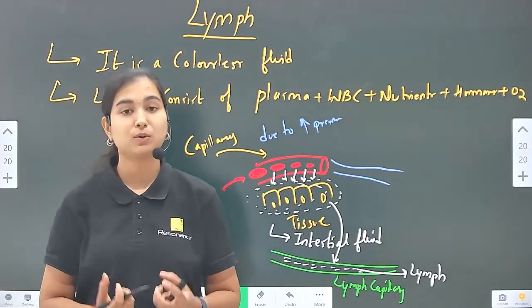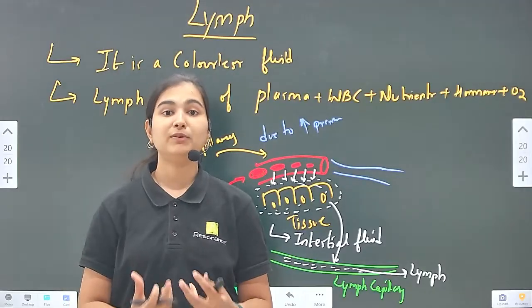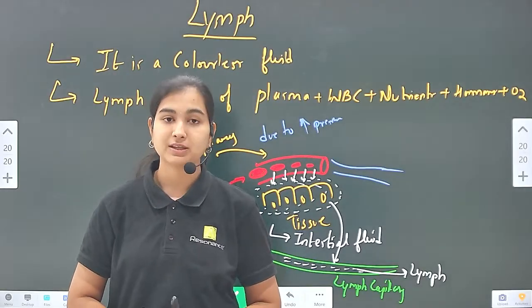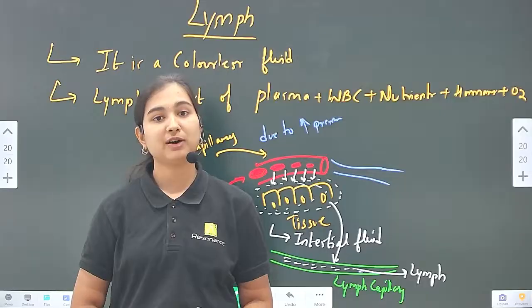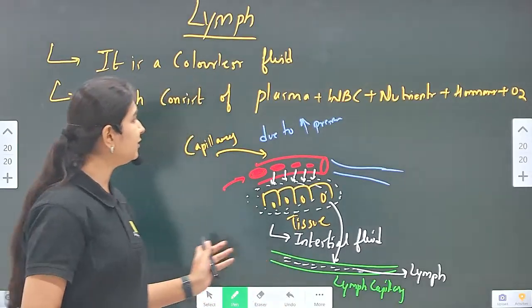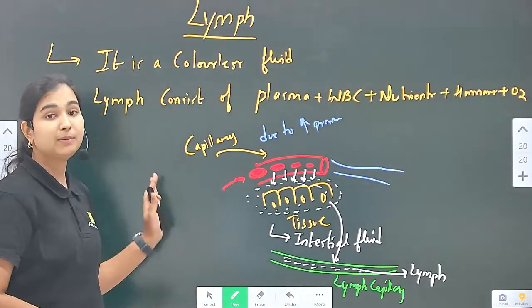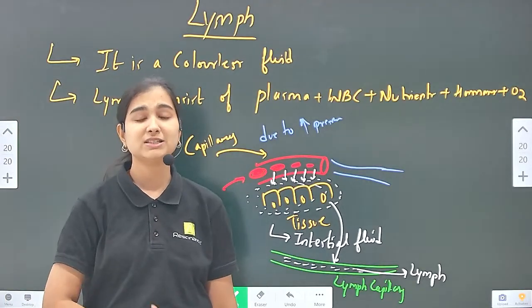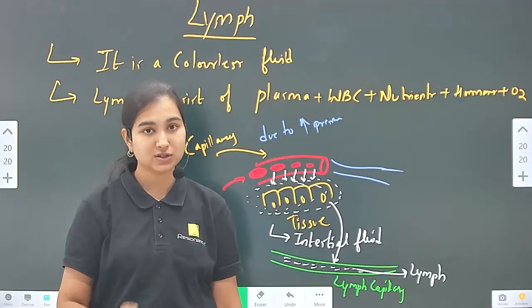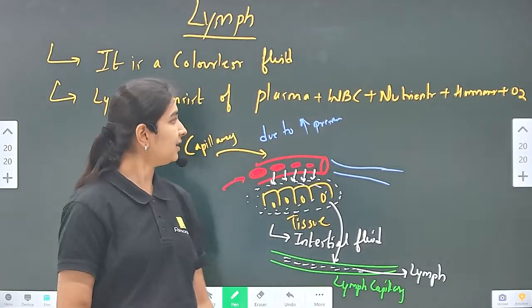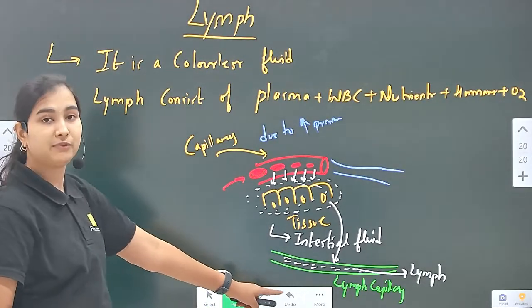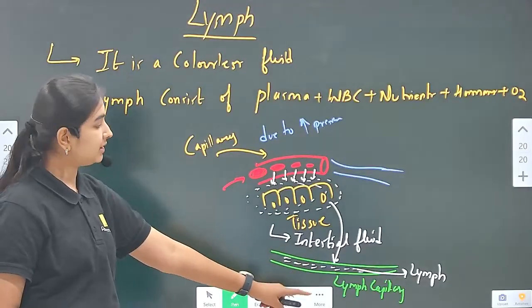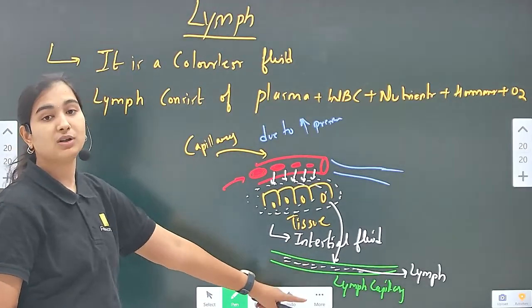Now lacteals, what exactly do they do? They absorb the fat from the body. Yes or not? So here the lymph is actually important because of the transport of what? The oxygen and nutrients to all the tissues there. So again here when it enters into the lymph capillary, it is called the lymph there.